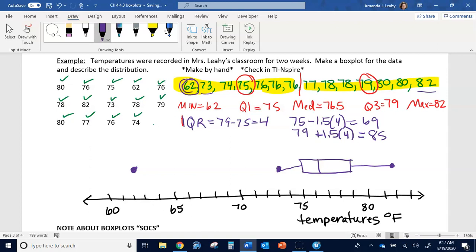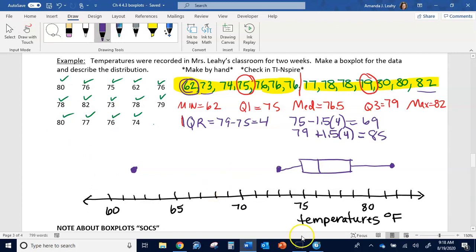Okay, so a box that goes from Q1 to Q3 with a line at the median. You whisker up to the largest number that is not an outlier. Then you whisker down to the smallest number that is not an outlier. Okay, so I'm going from 73. That outlier gets posted as that separate dot.